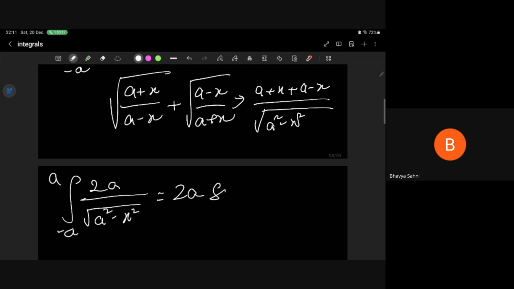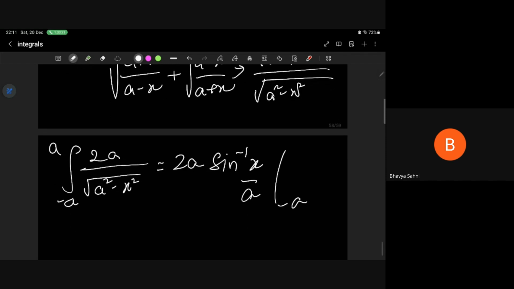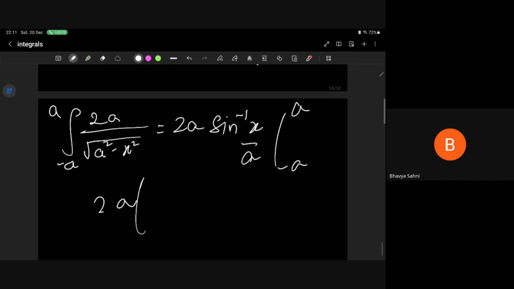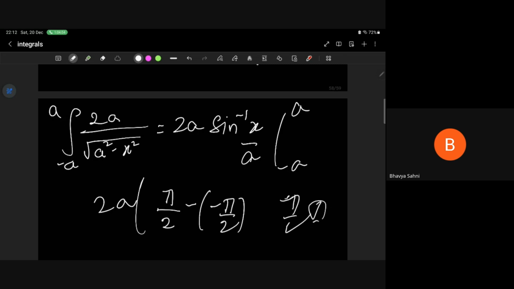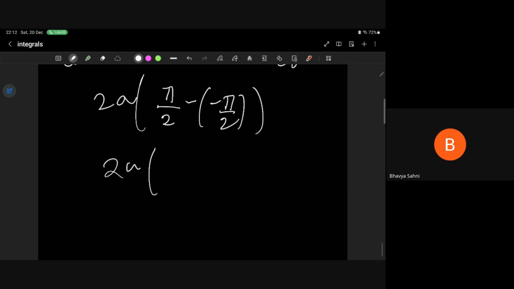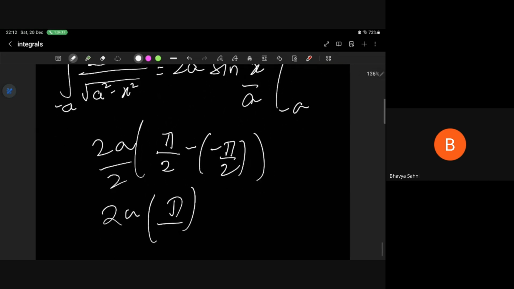Okay, so it will be 2a times sin inverse of x by a, from minus a to a. Sin inverse of a by a is sin inverse of 1, which is pi by 2, correct? Minus sin inverse of minus a by a, sin inverse of minus 1. Sorry, sin inverse of minus 1 is minus pi by 2. You have to be in the principal value. Sin inverse gives values from minus pi by 2 to plus pi by 2. So the answer will be 2a times pi by 2 plus pi by 2.